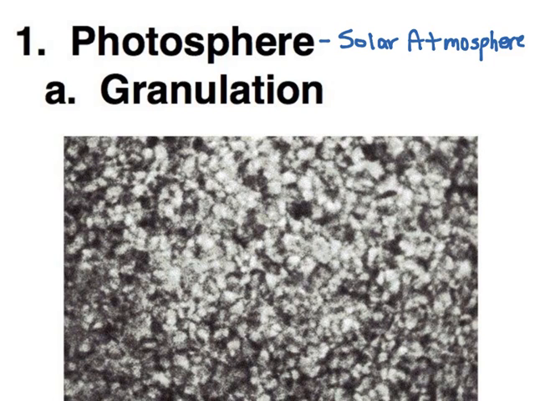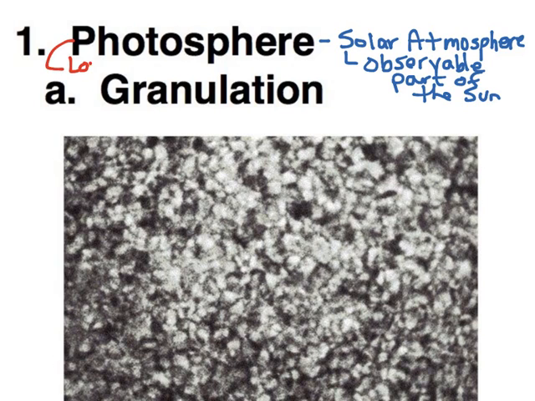What we can see of our Sun is called the solar atmosphere. So this is our observable part of the Sun. And the photosphere is the lowest layer of the Sun's atmosphere.